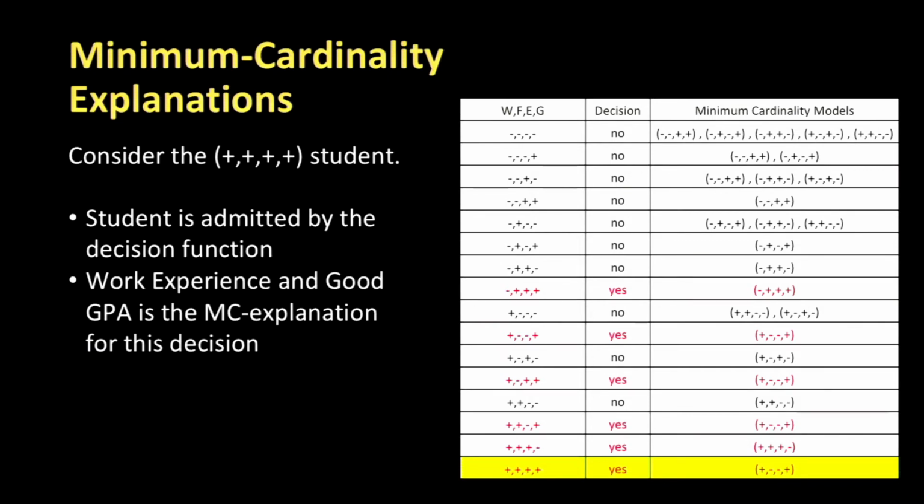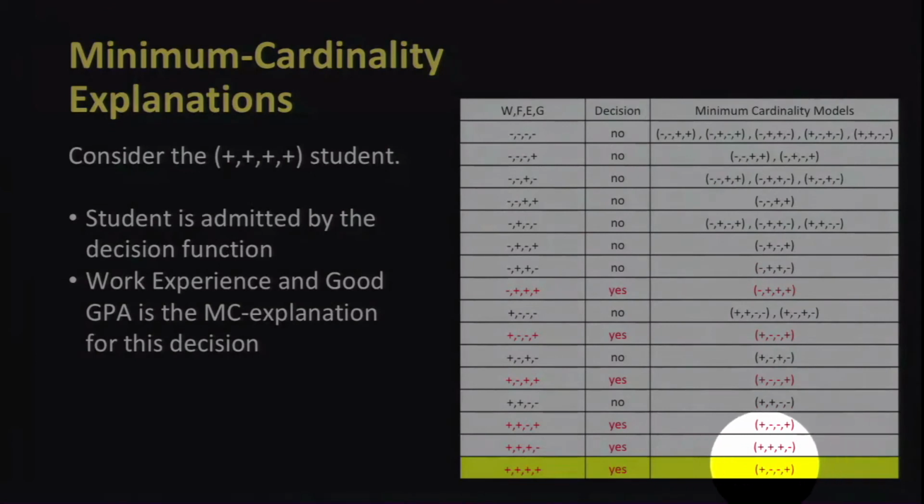And then you ask, why was he admitted? In this particular case, the MC explanation is this. What does that say? Even though you got everything positive, the first and the last are sufficient. Work experience, W, and the good GPA would have admitted you anyways. You did not need to be a first-time applicant or even pass the entrance exam. Right? So what happened here is, out of the 4, we identified the smallest, and these were 2. So in this case, it was unique.